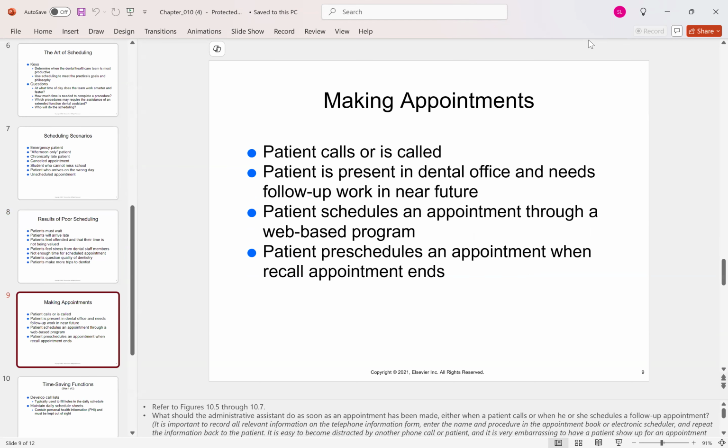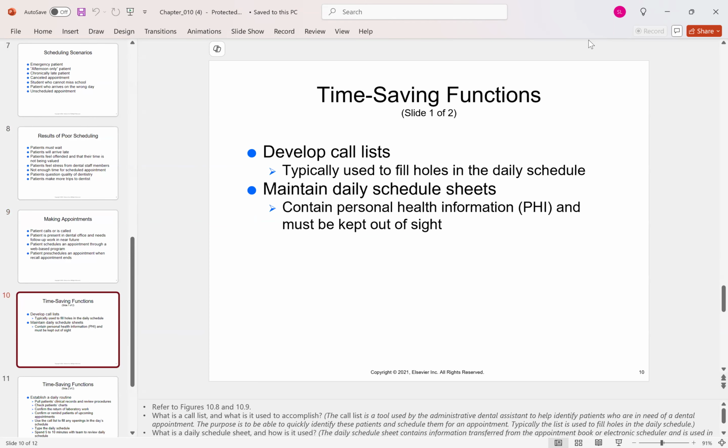When we're making appointments, we can do this by the patient calling in or us calling them. Or some of our appointments are going to be made in the dental office when we have our patients there for follow up treatment. The patients can also schedule through a web based program. This is typically where they're putting in their information and what days and times work best for them, and then someone's reaching back out to them to get them scheduled. Or our patients who would schedule like 6 months in advance when they're there for hygiene appointments.